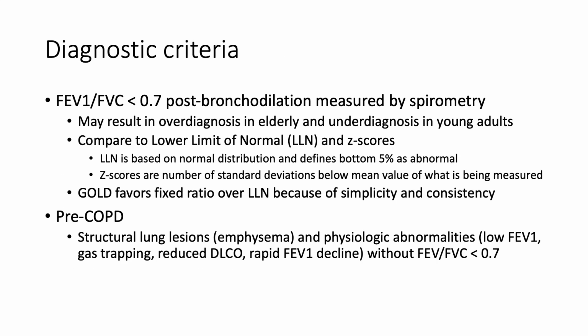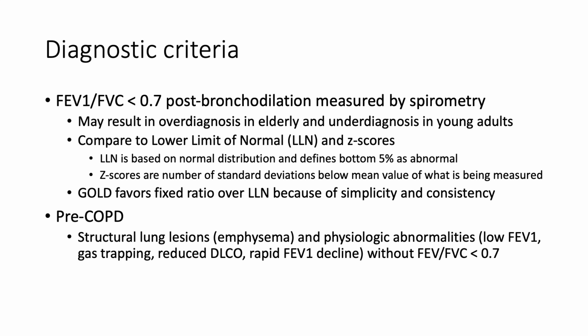All right, so to diagnose COPD, you have to do spirometry, and you're looking for obstruction on spirometry, which is defined as an FEV1 over FVC ratio of less than 0.7. Now, using this fixed ratio may result in overdiagnosis in elderly patients and underdiagnosis in young adults. So, some people recommend using the lower limit of normal, which is based on a normal distribution and defines the bottom 5% as abnormal, or you can use Z scores, which are the number of standard deviations below the mean value of what you're measuring.